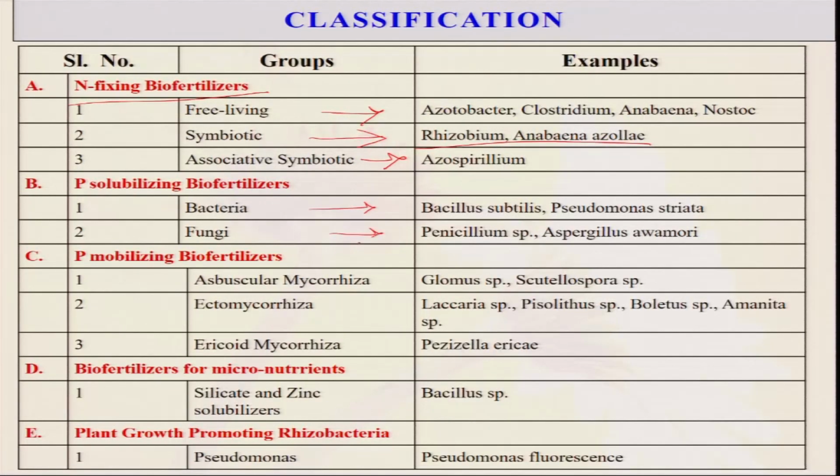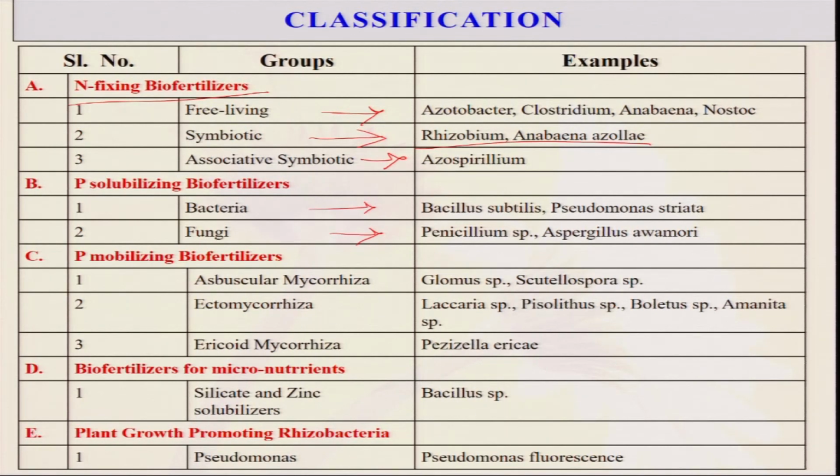So, there is a close association between them, and this is called symbiosis. Similarly, under phosphorus solubilizing microorganisms, some are bacteria, that is Bacillus and Pseudomonas, and some are fungi, that is Penicillium and Aspergillus. There are also phosphorus mobilizing bacteria.